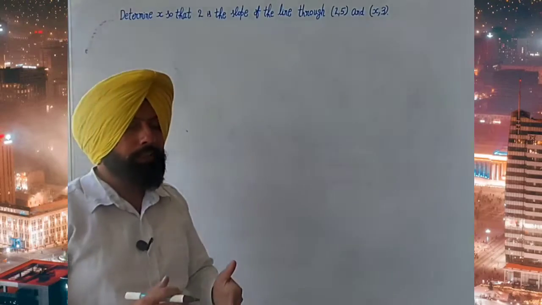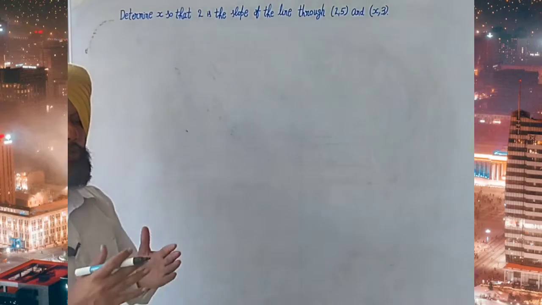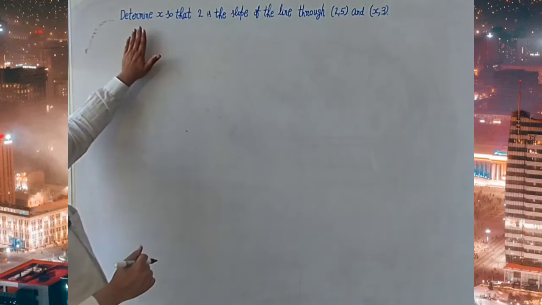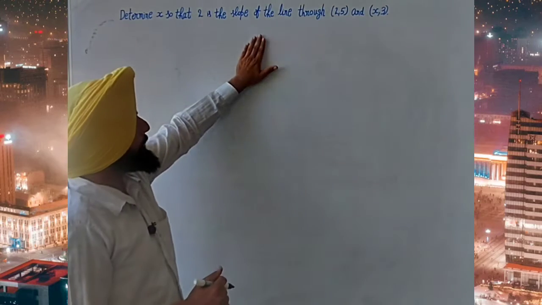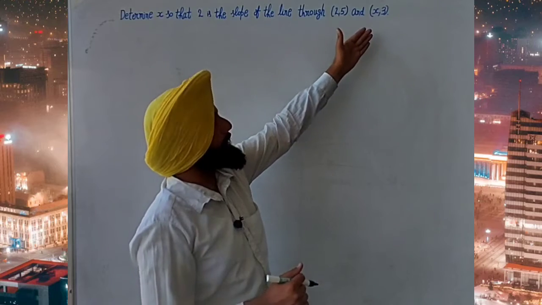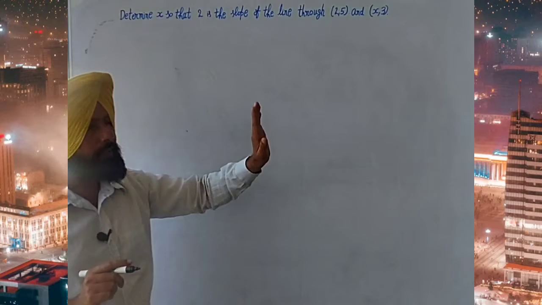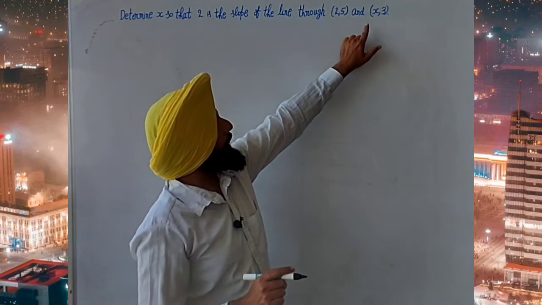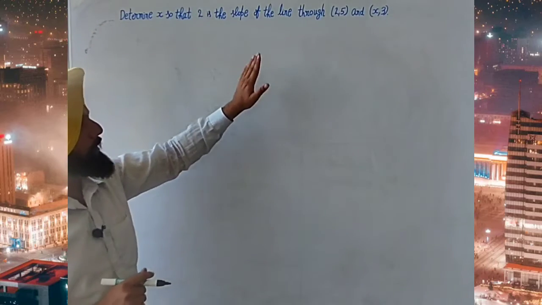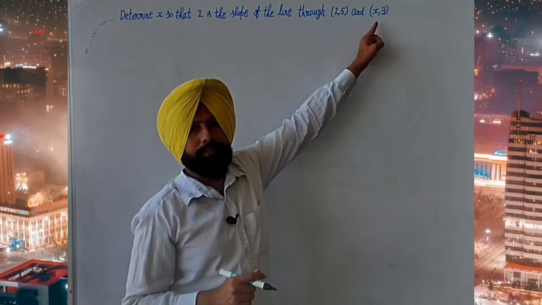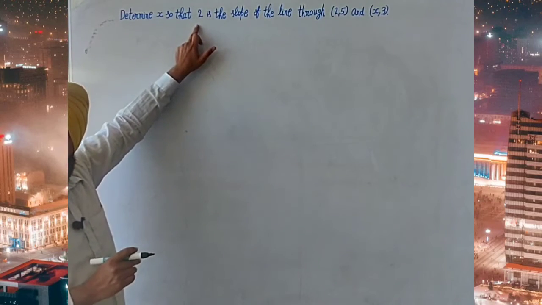Hello students, now we are solving a sum related to slopes of a line. Determine x so that 2 is the slope of the line through (2, 5) and (x, 3). We are given two points of a line, that means (x1, y1) and (x2, y2), and we want to find the value of x, and the given line has slope 2.